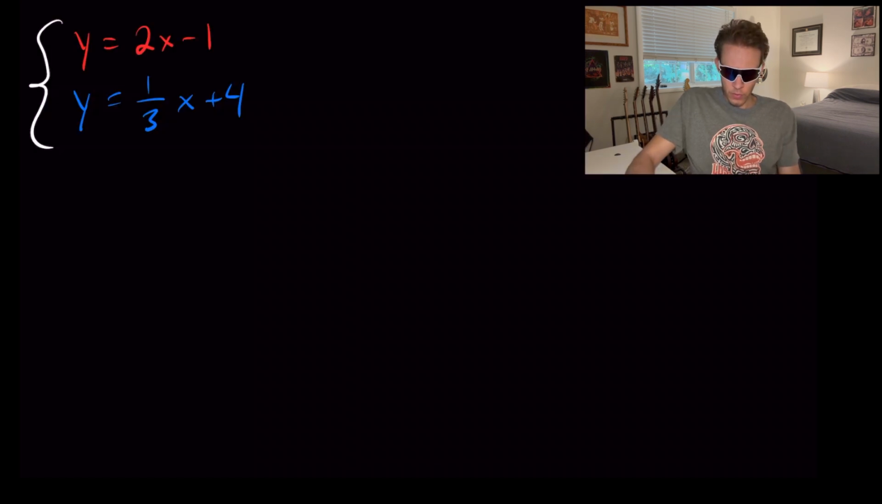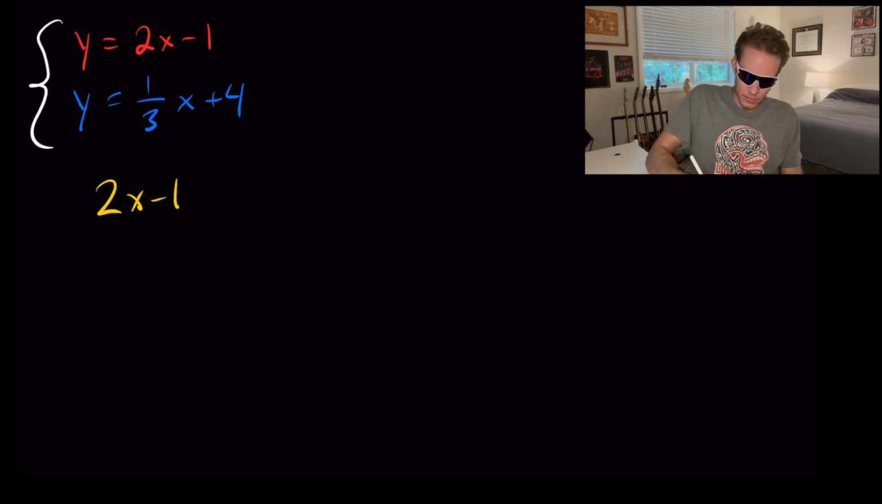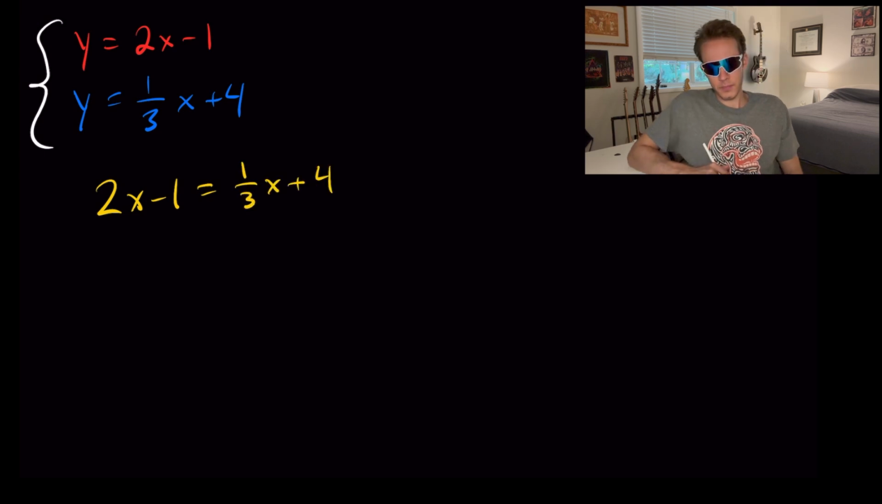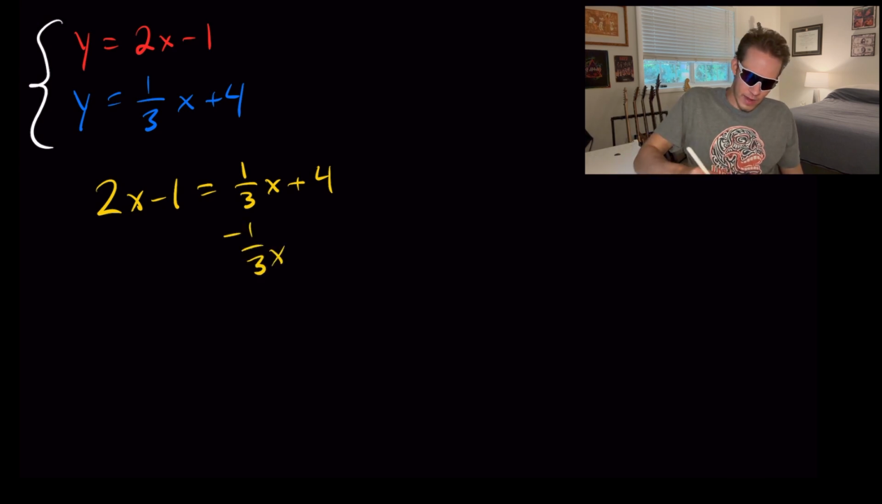Last one, so we'll go with y equals 2x minus 1 and y equals 1/3 x plus 4. Since both of these equations, or both of these expressions, are equal to y, I'm just going to set them equal to each other and then solve for x. So we'll do 2x minus 1 is equal to 1/3 x plus 4. And if we did the steps we did before, maybe we would subtract 1/3 x from both sides, but I don't want to deal with fractions. So to get rid of this fraction, I'm going to multiply everything by 3.